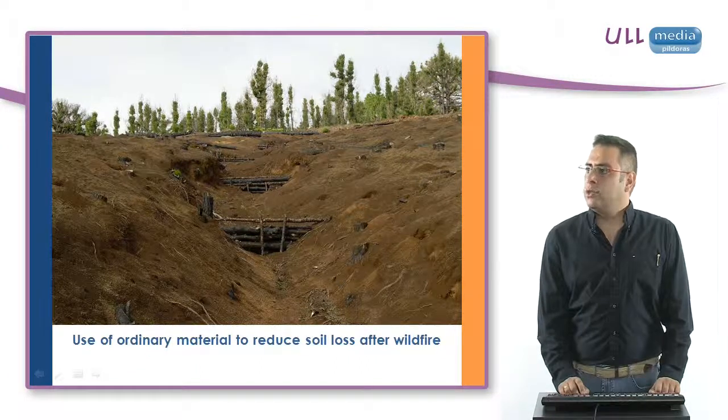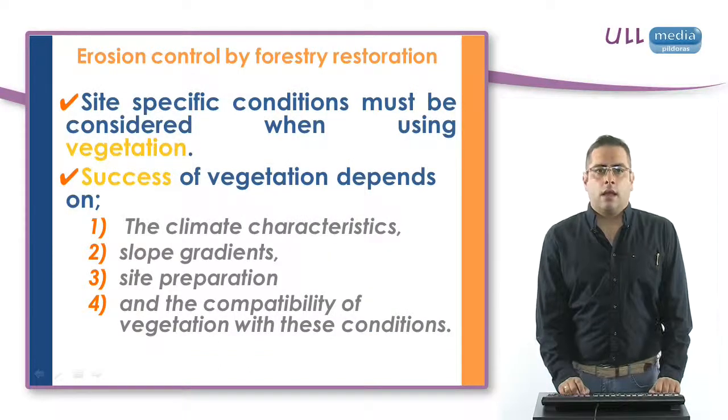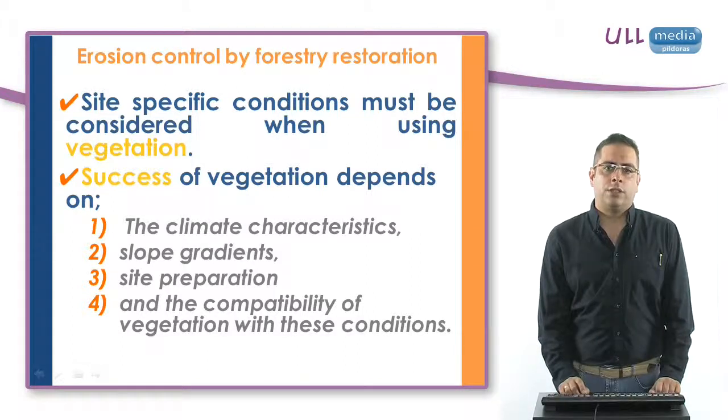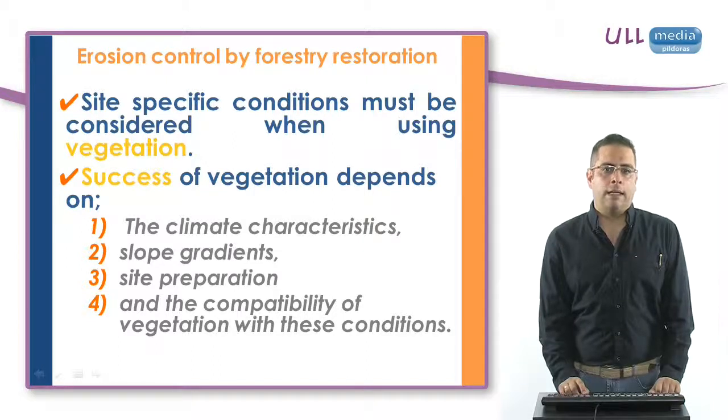Another picture, use of ordinary material to reduce soil loss after wildfire. And you can use for erosion control forestry restoration. That site-specific condition must be considered when using vegetation. Success of vegetation depends on the climate characteristics, slope gradients, site preparation, and the compatibility of vegetation with these conditions.